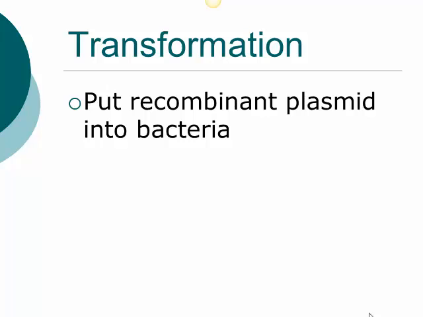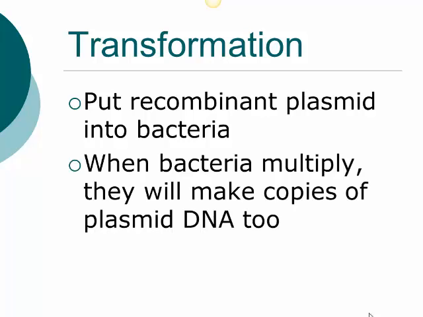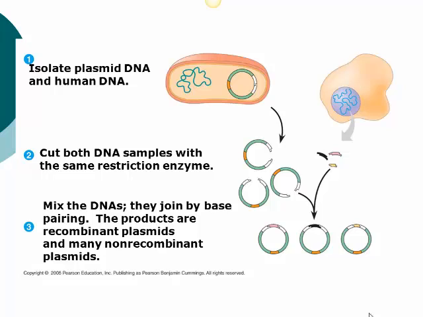Transformation, we've already done in class. You're going to put a recombinant plasmid into your bacteria. And when the bacteria multiply, they make copies of the plasmid DNA too. So this is really handy if you want to make lots of copies of, for example, in this diagram, we have human DNA stuck into our plasmid. So we use restriction enzyme, we cut it, we put in the DNA we want, and then we put it into our cell.